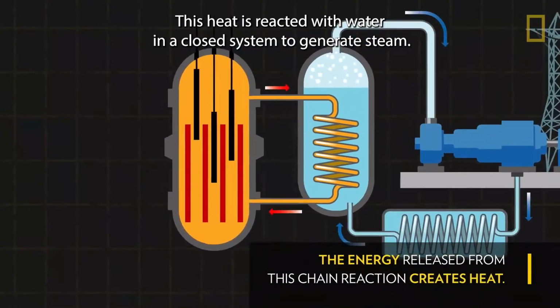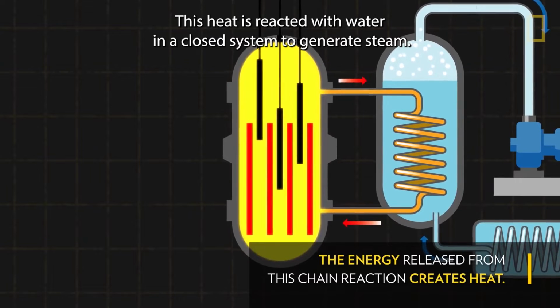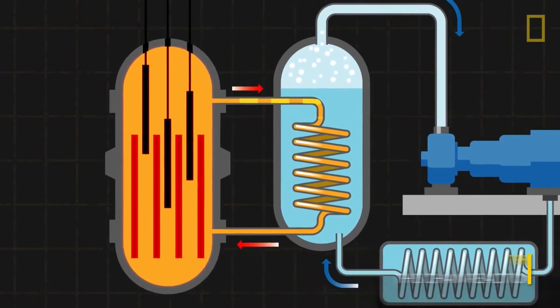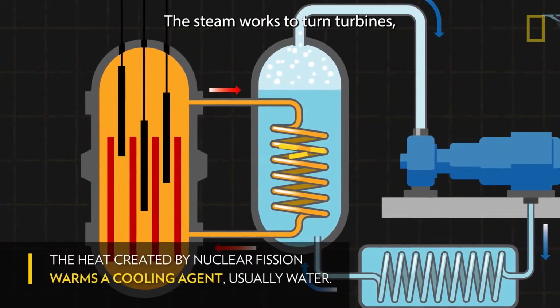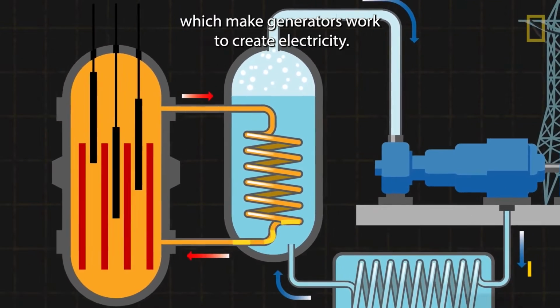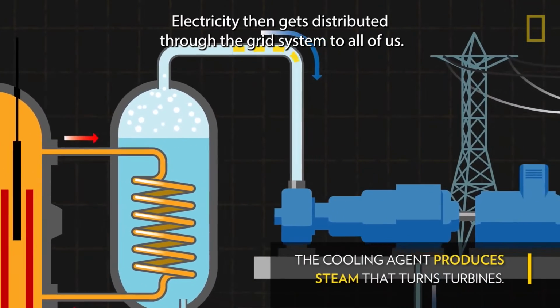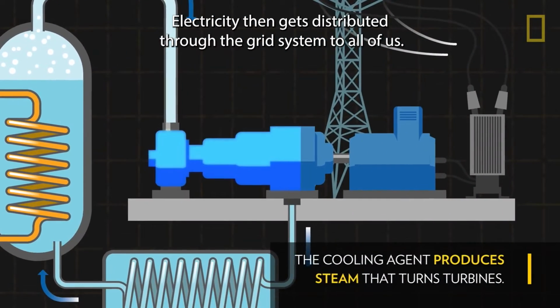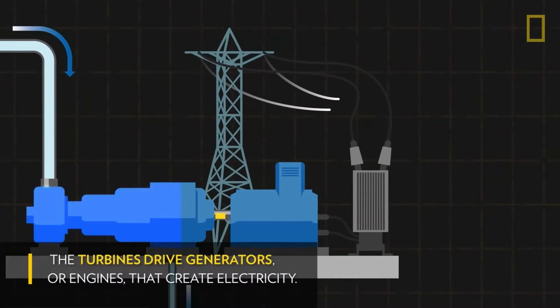This heat is reacted with water in a closed system to generate steam. The steam works to turn turbines, which make generators work to create electricity. Electricity then gets distributed through the grid system to all of us.